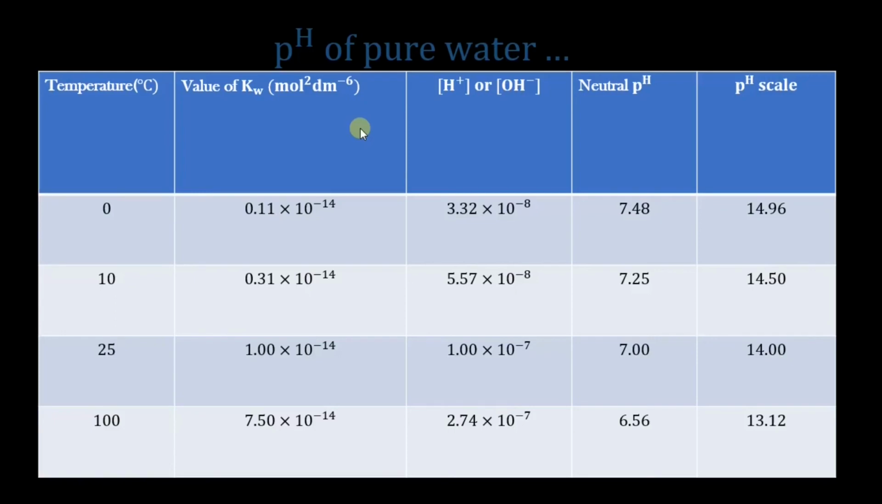So you can see that the water is still neutral at different temperatures, but at different pHs as well. So we cannot say that the pH of neutral water will always be 7. No, when the temperature changes, the neutral pH will also change, but the water will never become acidic unless it is impure. For pure water, it will always be neutral at any temperature.